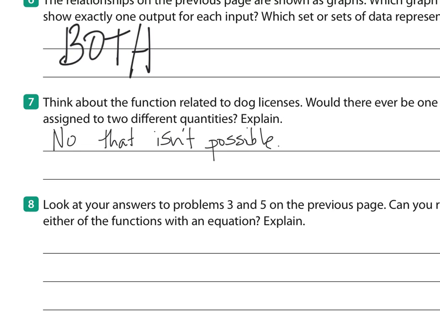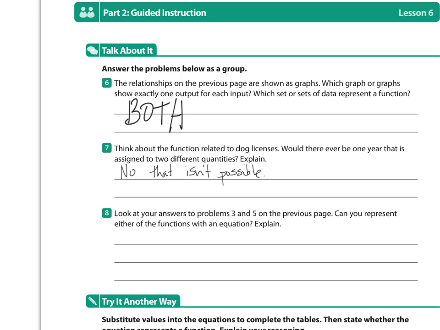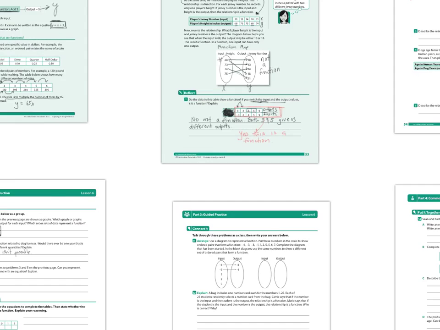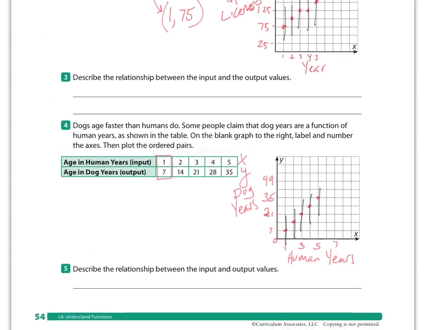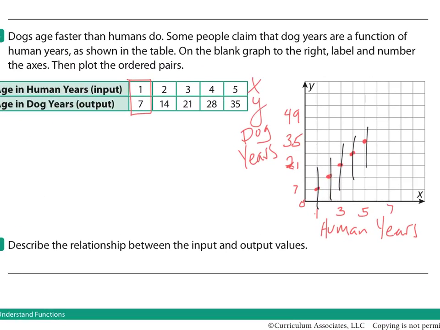Look at your answers to problems 3 and 4 on the previous page. So again, we're still thinking of those 2. Can either of those be written with an equation? Right? So could we write dog years in an equation? Could we write the number of licenses issued? All right, let's take a look real quickly. We might as well just write them over here while we're here. Let's start with the dog years one really quick.